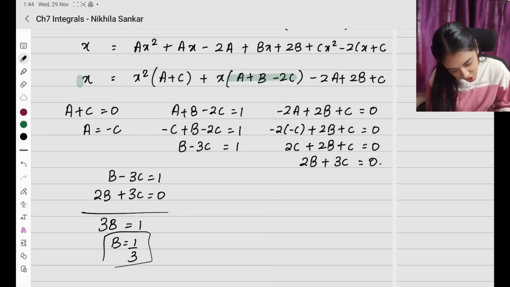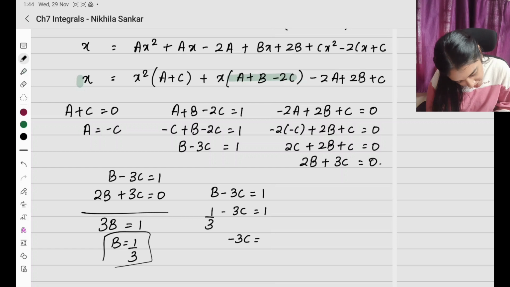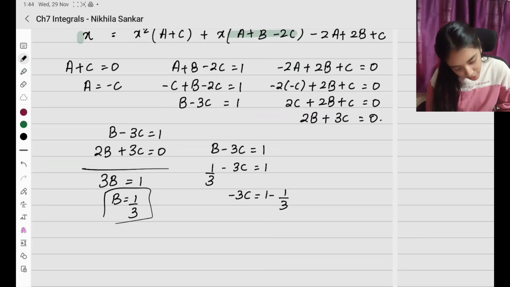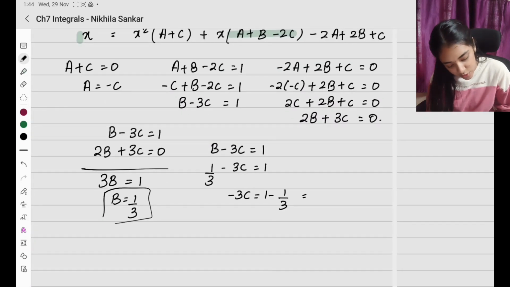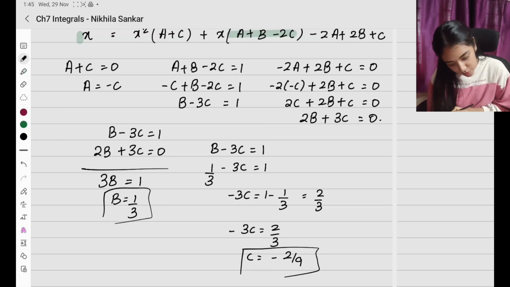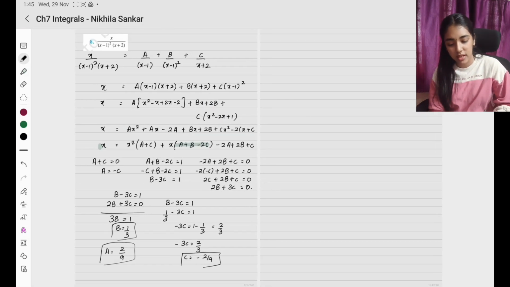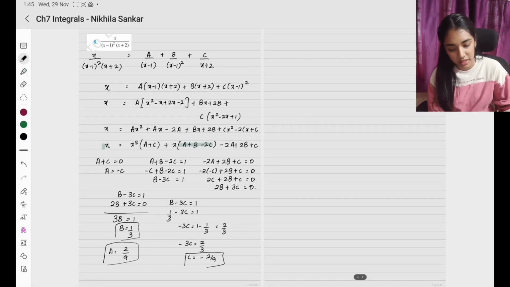So the value of b is found. Now we can find c. I have b minus 3c equals 1. b is 1 by 3, minus 3c equals 1. Minus 3c is going to be 1 minus 1 by 3. So taking the LCM, 1 minus 1 by 3 is going to be 2 by 3. So I have minus 3c equals 2 by 3. c is equal to minus 2 divided by 9. So this is my value of c. So a is going to be minus c, right? So a is nothing but 2 divided by 9. If you find the values of a, b, c correctly, everything else will come automatically.